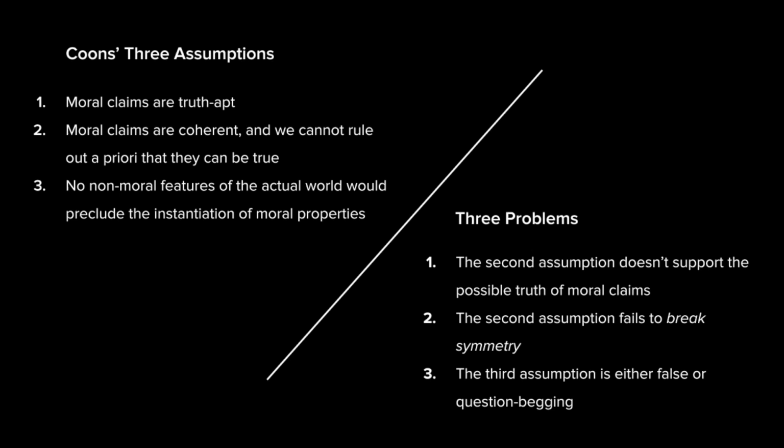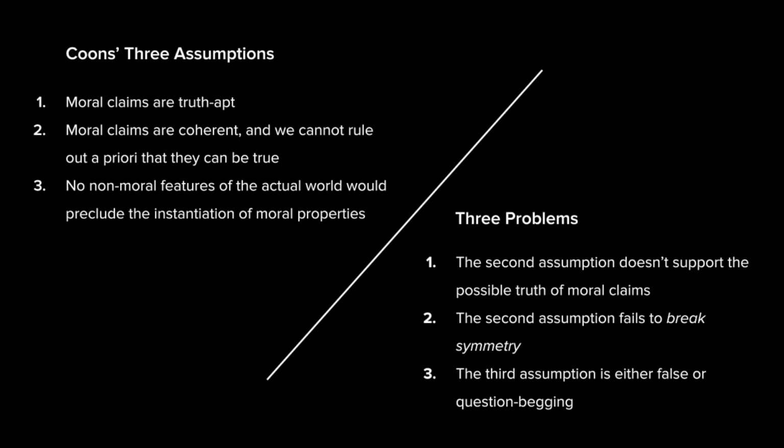The third assumption says that each actual non-moral property does not preclude the instantiation of moral properties. But given what's been said, this amounts to saying that each actual moral property is possibly accompanied by instantiated moral properties. And this, in turn, just is to say, in part, that moral properties are possibly instantiated in a world like ours, that is, a world non-morally identical to ours. And yet this is precisely the question at issue, right? Precisely what needs to be shown, not assumed, is that moral properties are possibly instantiated.